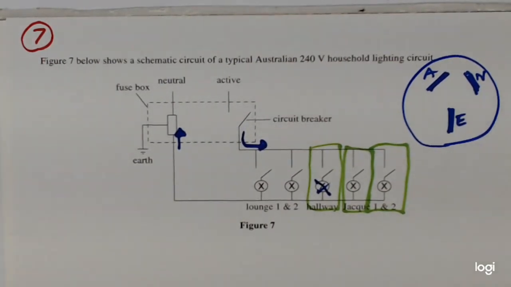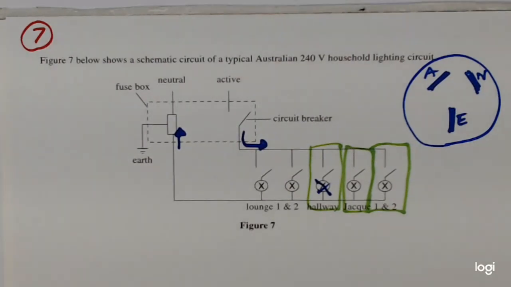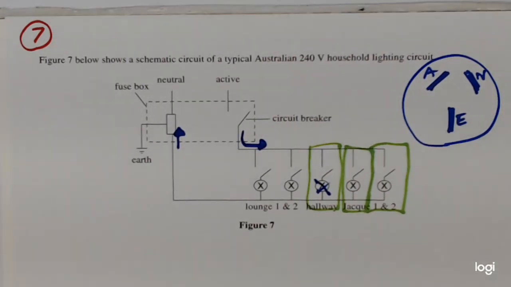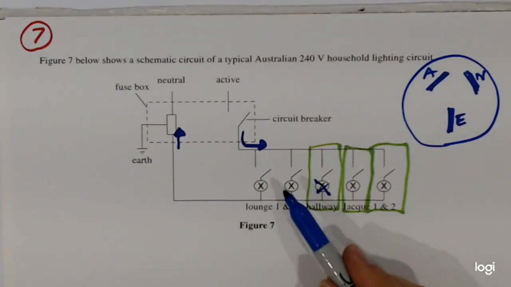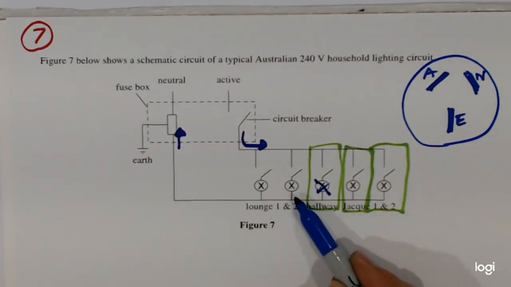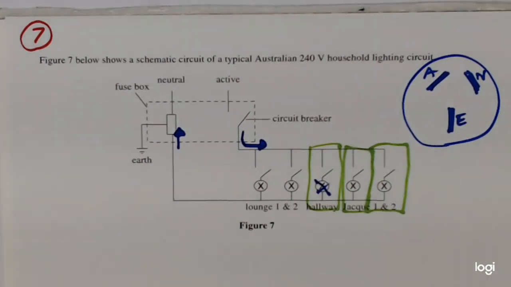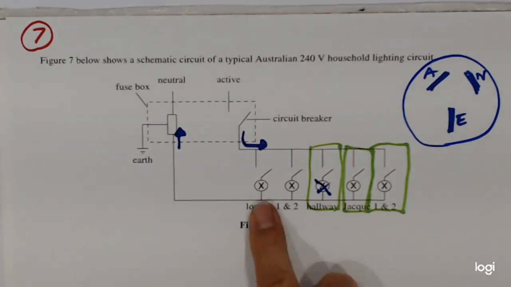Part D. Do the light globes in this circuit have to be the same wattage? Explain your answer. Well, the answer is no. If they are different wattages, they'll glow for different brightnesses, and you want that. I mean, if you need brighter lights to light up an entire lounge room than you do to light up the toilet, for example. So they don't have to be the same wattage at all.